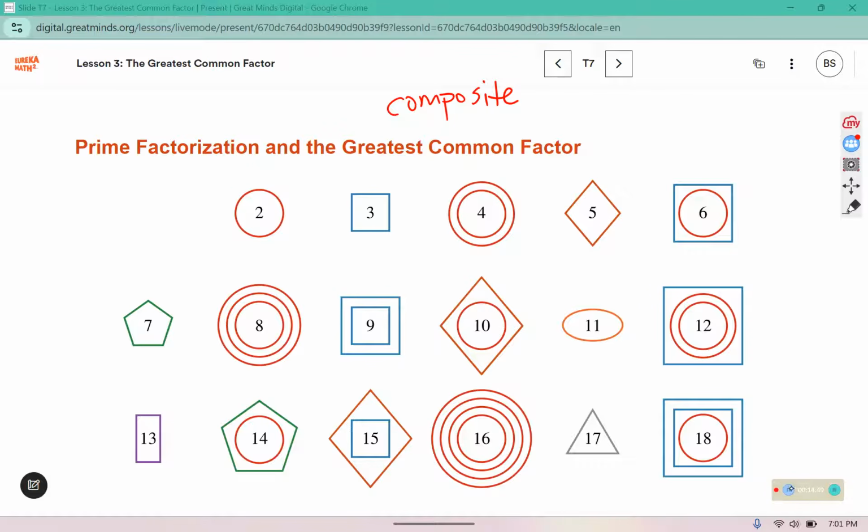14 is an example of a composite number. And we see here that it's made up of a 2 with the circle shape and a 7 with the pentagon shape. So it is a composite number. Here I see 15 has a diamond, so it has a prime factor of 5, and it has a square, so it has a prime factor of 3, right? 3 times 5 makes 15.